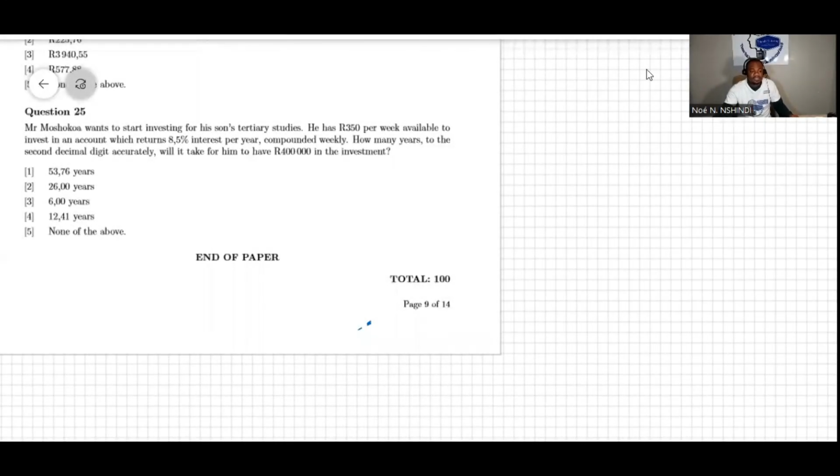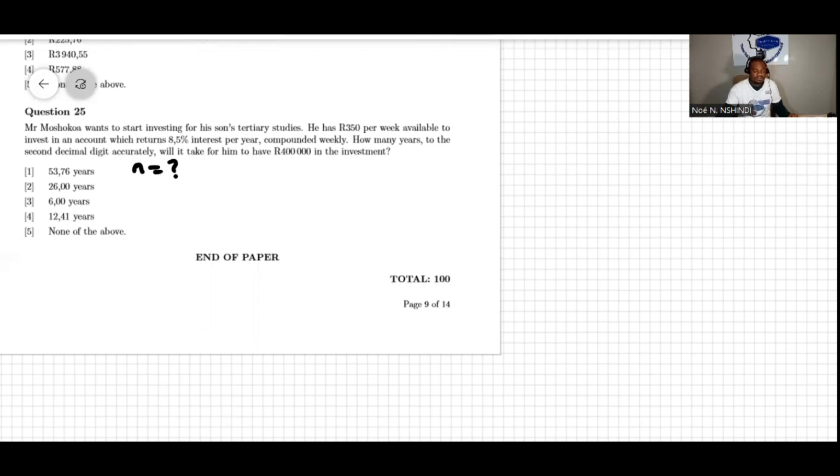Well, it is said that Mr. Moshokoa wants to start investing for his son's tertiary studies. He has 350 Rand per week available to invest in an account which returns 8.5% interest per year, compounded weekly. How many years, to the second decimal digit accurately, will it take for him to have 400,000 in the investment? Now, how many years means we're looking for the number of years, N, which is the unknown here.